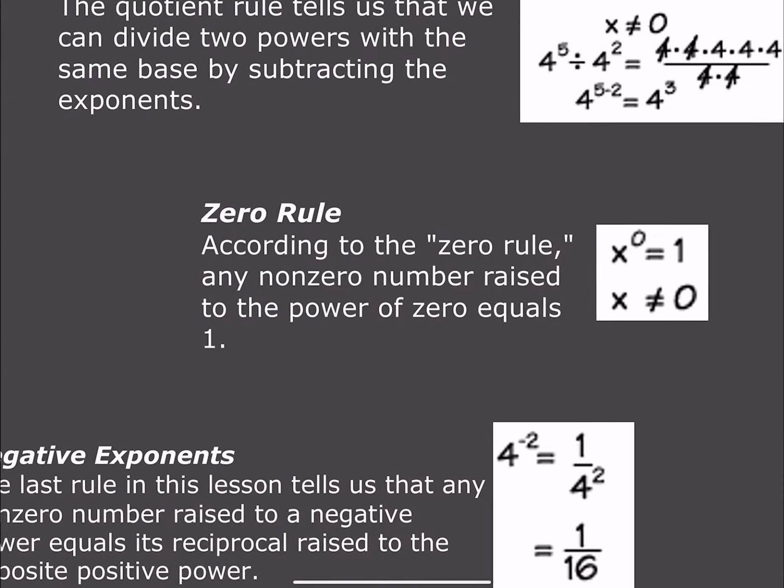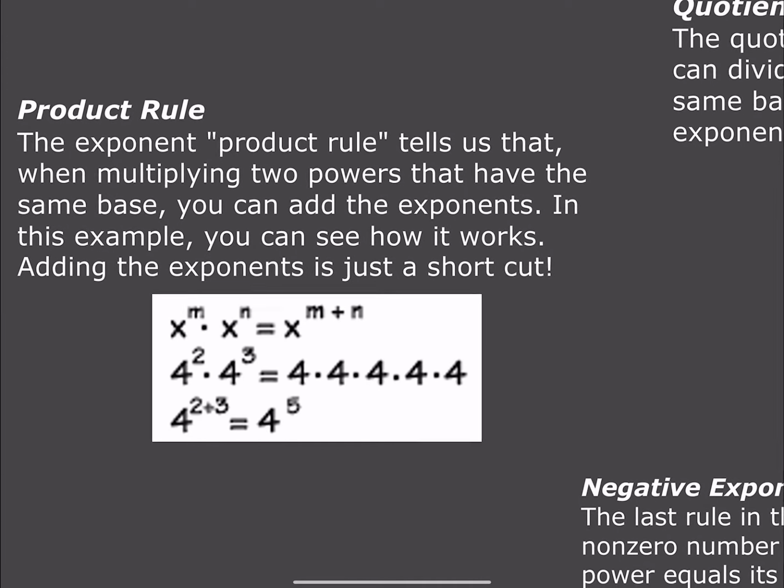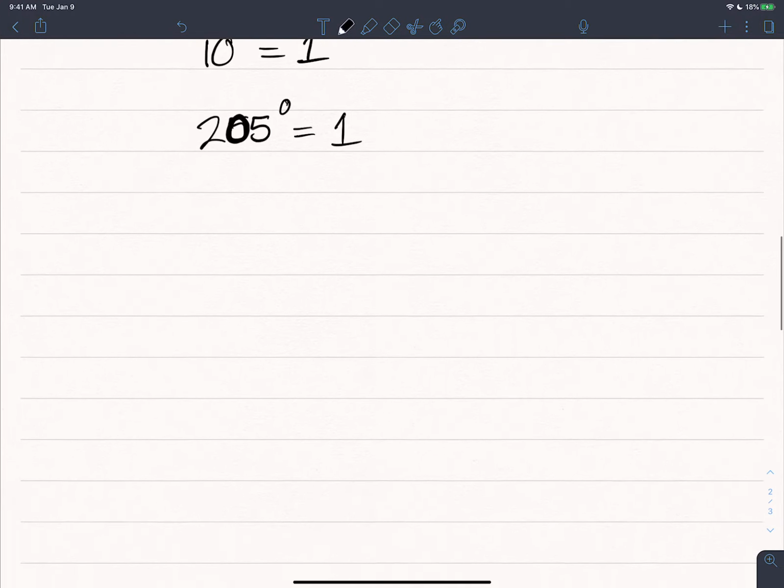So moving on, let's do the product rule. The product rule is basically what tells us how to multiply 2 numbers that have exponents on them, 2 numbers that are raised to powers. And the thing with the product rule is that both of them have to have the same base. Remember, the base is the bottom number. For the product rule to work, both numbers have to have the same base.